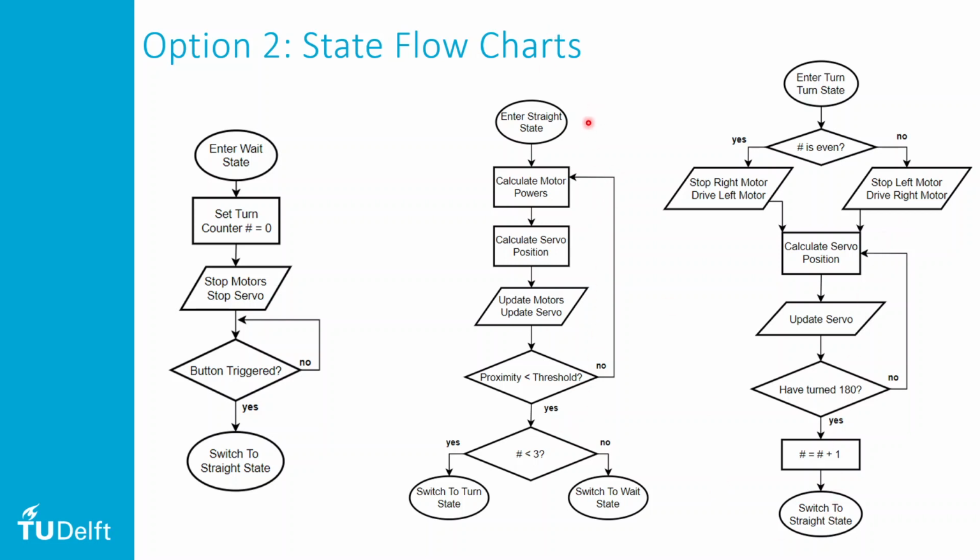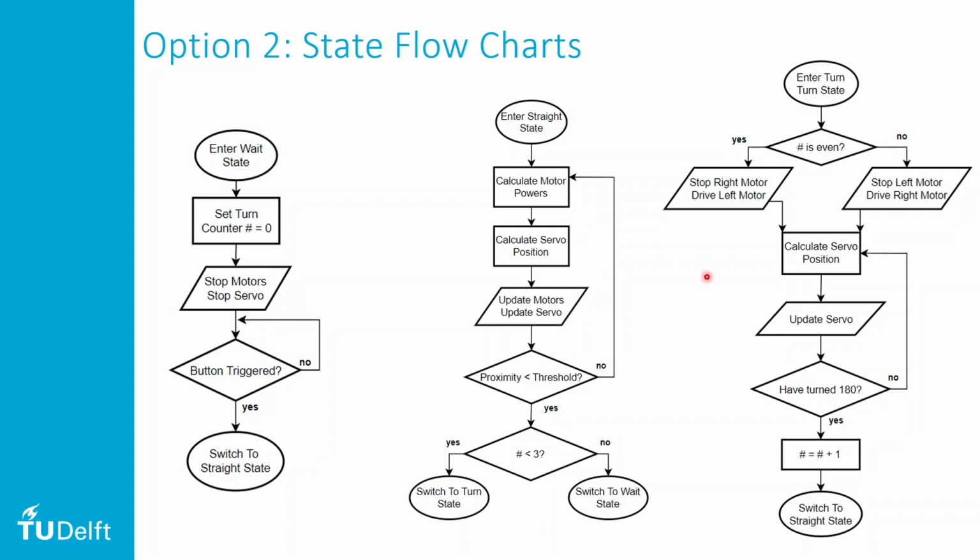And then eventually, once we have turned 3 times, we go back to the straight state. We get down to here, and now our turn counter hash is no longer less than 3. Now it's equal to 3, and so we take this branch and we go back to the wait state. Okay, so that is the algorithm level of what you need to do.